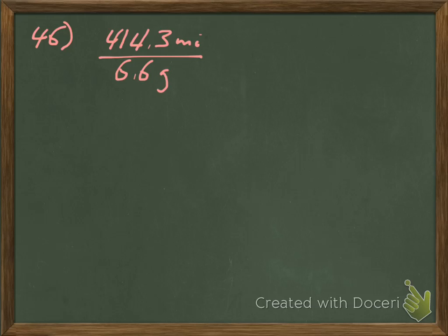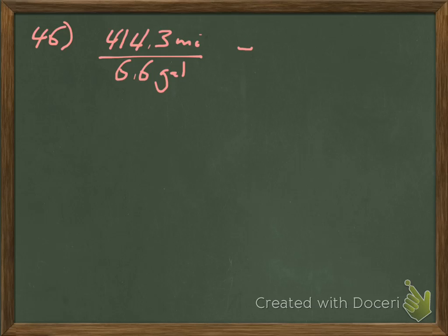So number 46 is about gas mileage, and they specifically tell us that in order to do gas mileage, what we do is we take the number of miles driven and we divide by the number of gallons of gas used. And so in this question for number 46, they say we drove 414.3 miles and we did it using 6.6 gallons of gas. So there's our division problem.